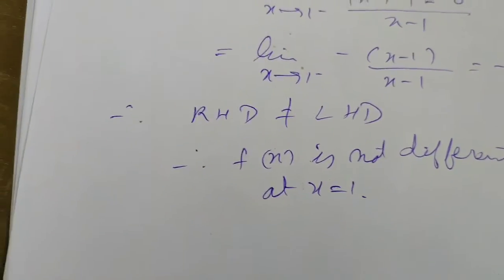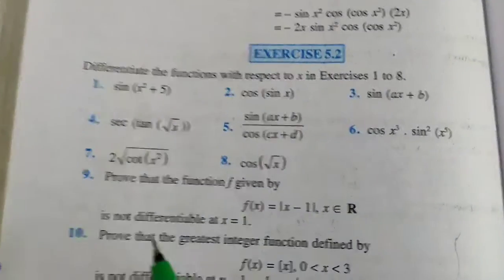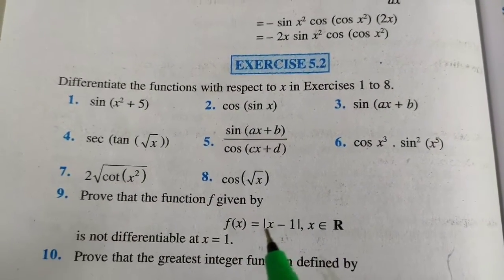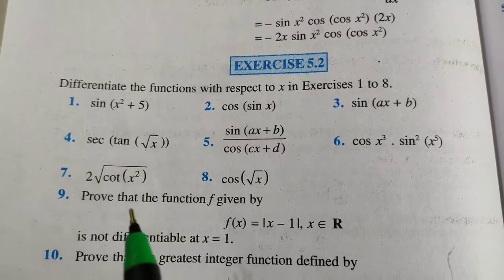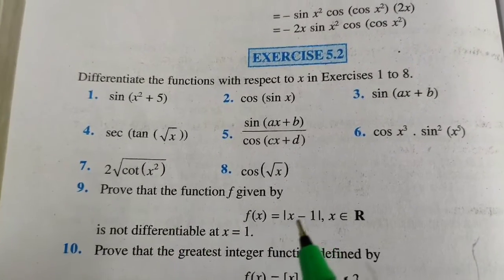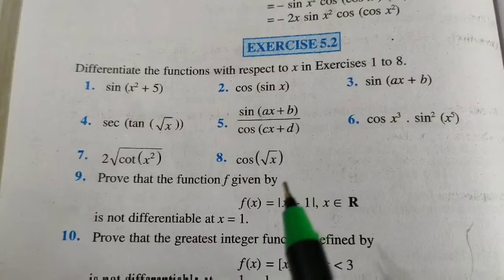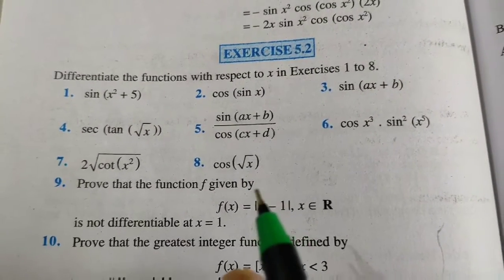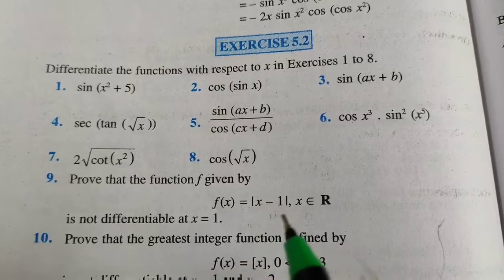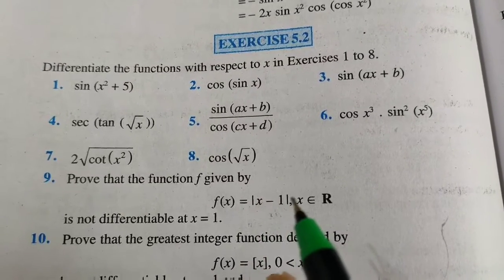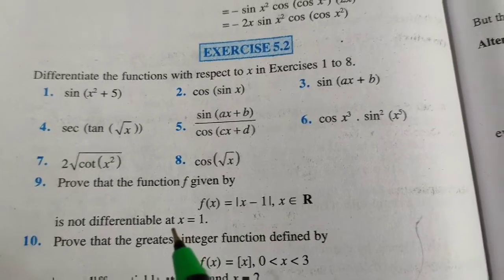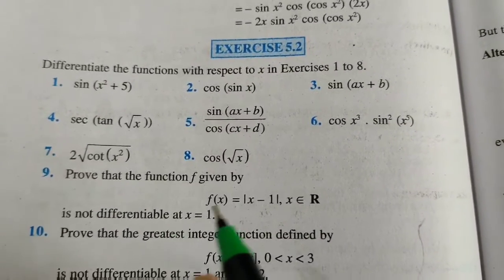This is a very important question, in the sense that sometimes in the board exam they may ask you to give an example of a function which is continuous but not differentiable. So you can give the example of this question number 9, because we have learned earlier that whenever you have an absolute function or modulus function, it is always continuous. So f(x) = |x - 1| will be continuous everywhere, and therefore it will be continuous at x = 1 also. But we have seen that it is not differentiable at x = 1.